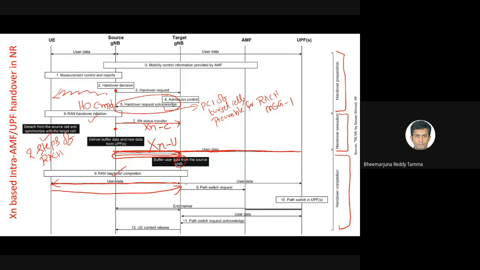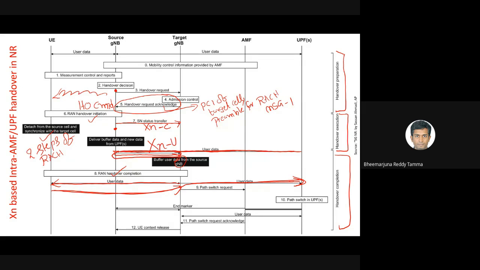And whatever the uplink data that is coming from the user, it is forwarded to the UPF. So look at what is happening. The uplink data is coming from the user to the target base station. The target base station is forwarding it to the UPF. There is no problem. That's what we expect.